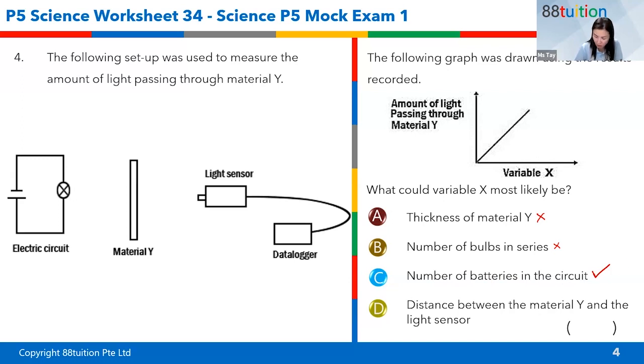So can it be the distance? Distance between material, if the distance between this and the light sensor gets bigger, it is more difficult, right, to detect the light. Okay, so not true for this one. So question 4, obviously, it has to be C.